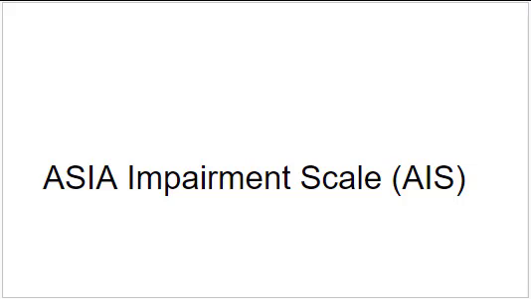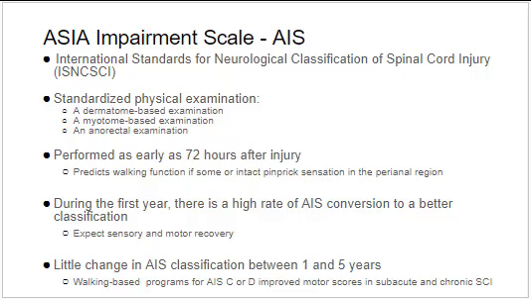Okay, now we're going to talk about the ASIA Impairment Scale, or AIS, which is a physical examination that we're going to do as part of our evaluation. This is actually the international standards for classifying a spinal cord injury. Sometimes you'll hear it referred to as ISNCSCI, but primarily you'll hear ASIA. It's a standard physical examination, which includes a dermatome-based examination, a myotome-based examination, and an anorectal examination.